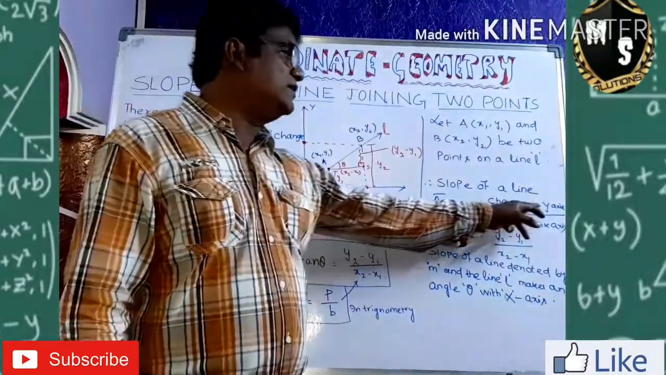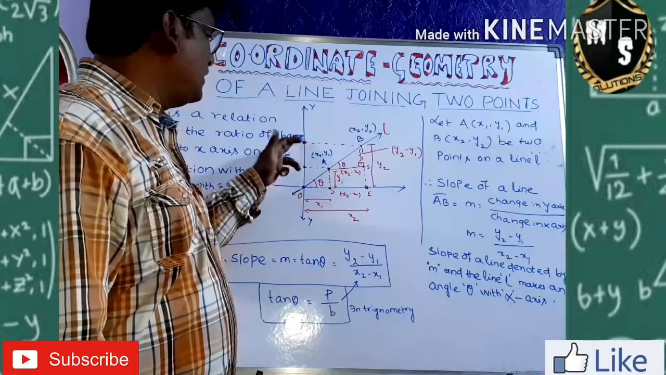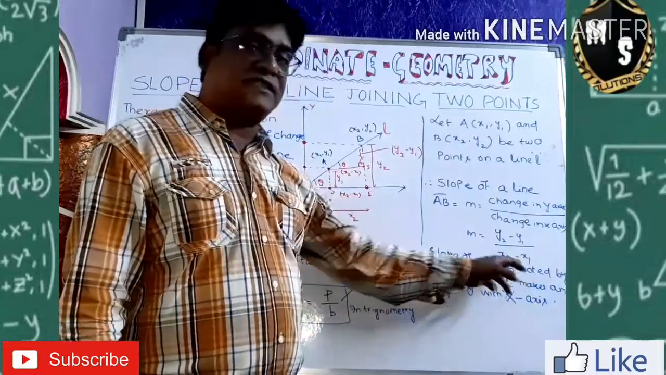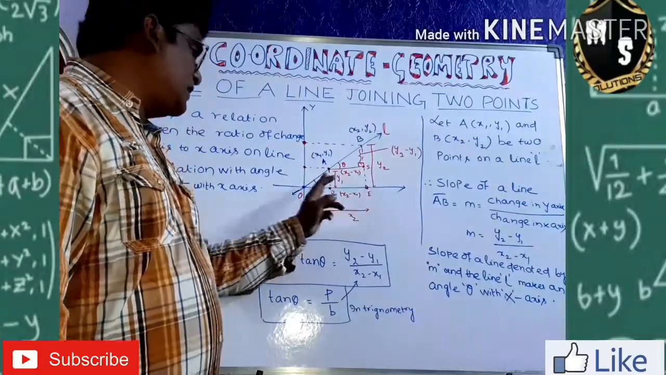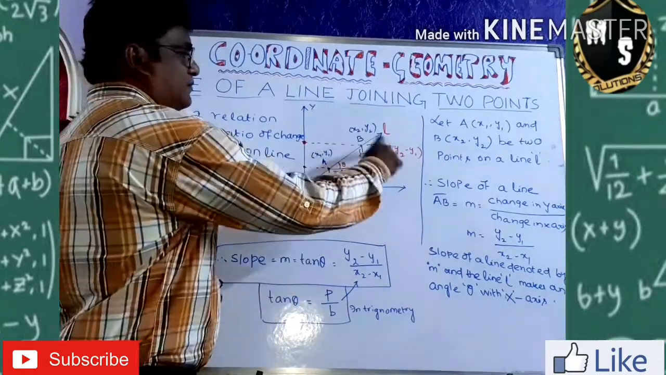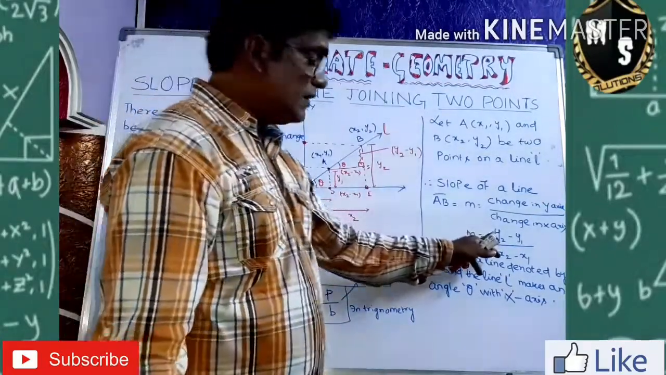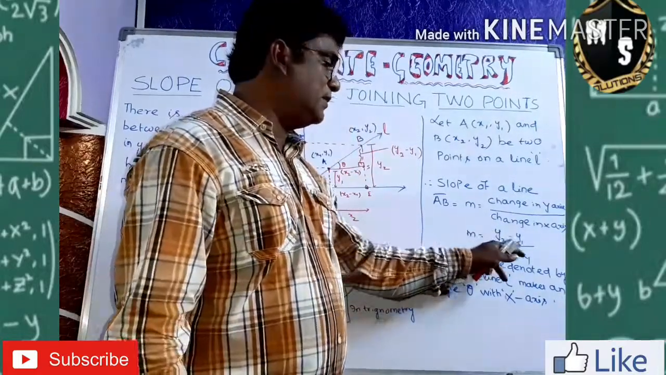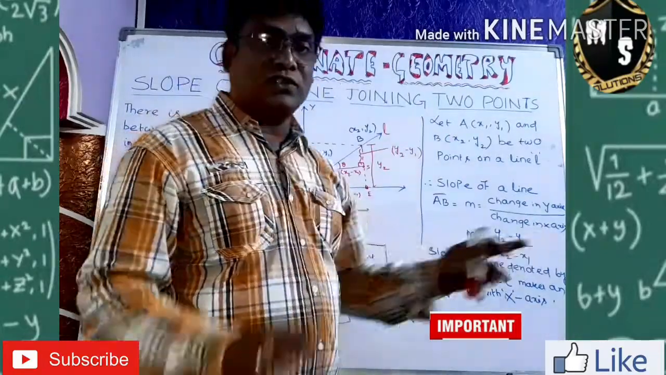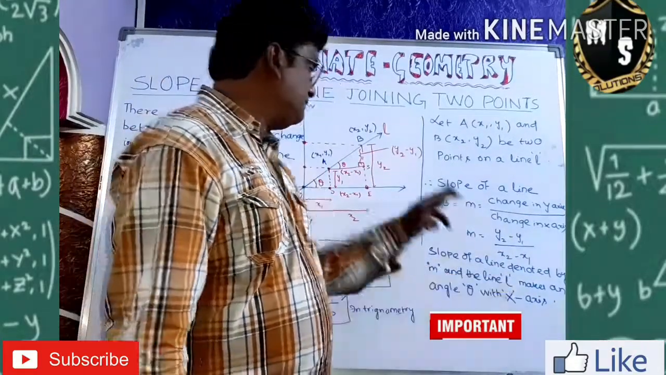Small m is equal to the change in y. First it was at y1, then it went to y2, so definitely it is y2 minus y1. The change in x-axis means this is x1, this is x2, so x2 minus x1 is the change. y2 minus y1 is the change in y-axis, and x2 minus x1 is the change in x-axis. So y by x, that is y2 minus y1 by x2 minus x1, is the formula for the slope of a line.